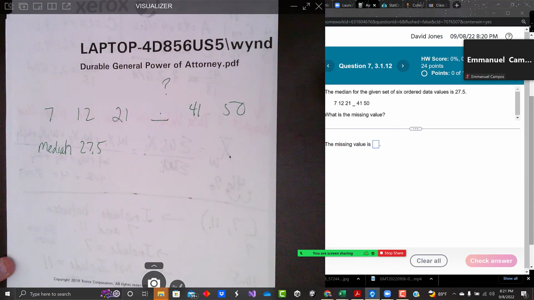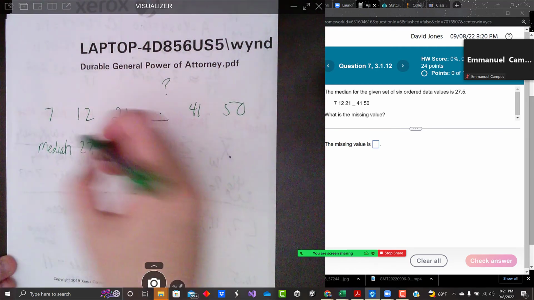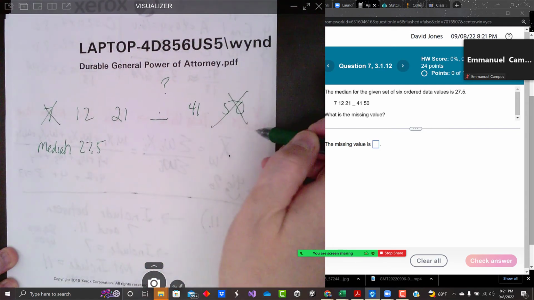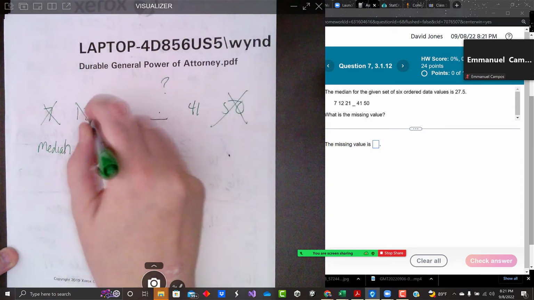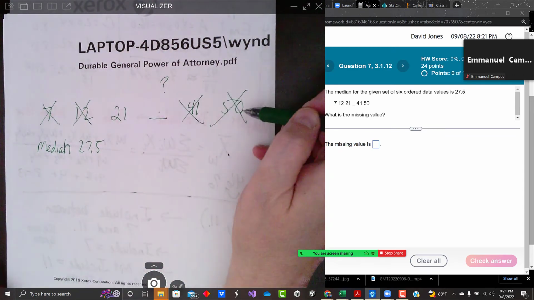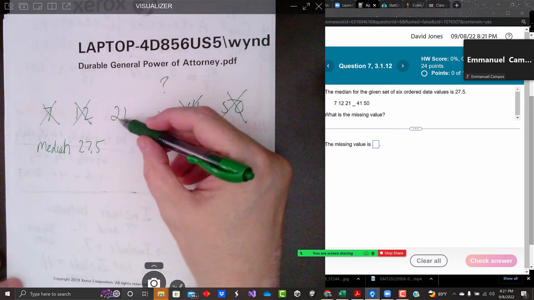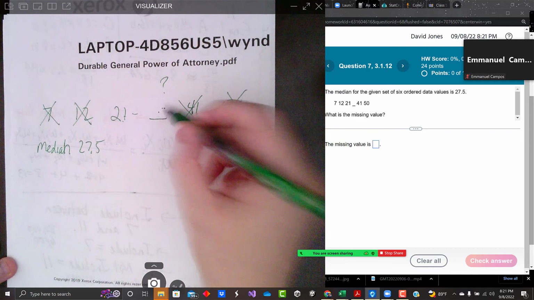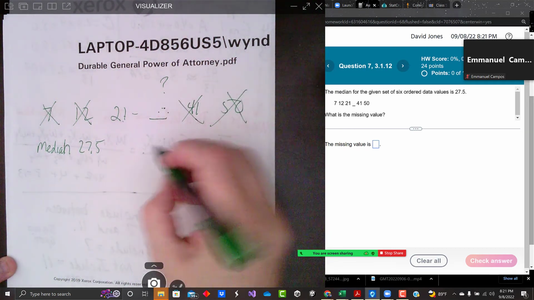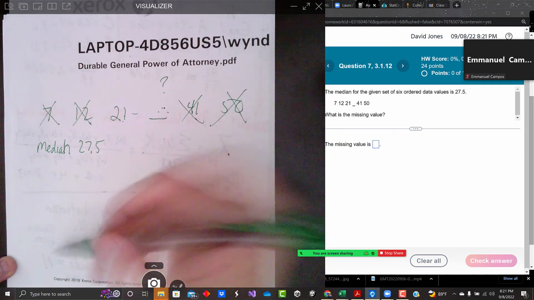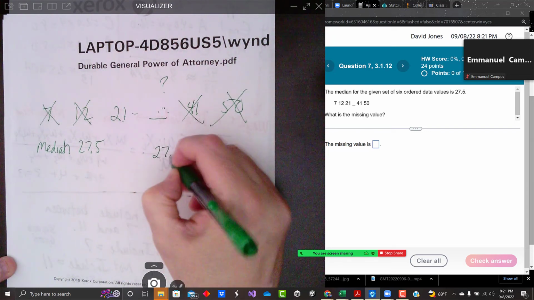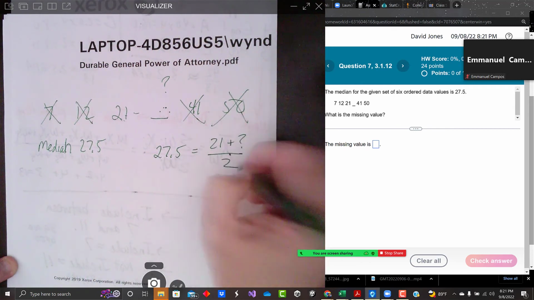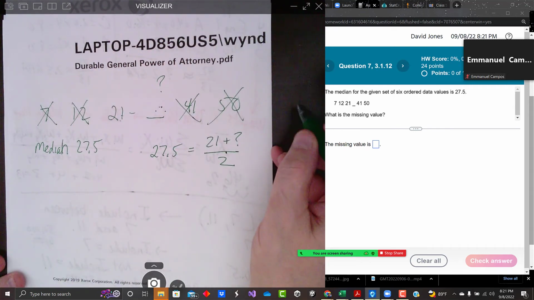So one way we can do this is, okay, well, work with the median normally. I go, it's not this one. Just cross off the endpoints as I use them. I'm trying to get down to the center 1 or center 2. Center 2, it's 21 and the blank. The median is the average of these two. And I don't know what this one is, but I could figure it out using a little bit of algebra. I have 21 plus question mark divided by 2 is 27.5.